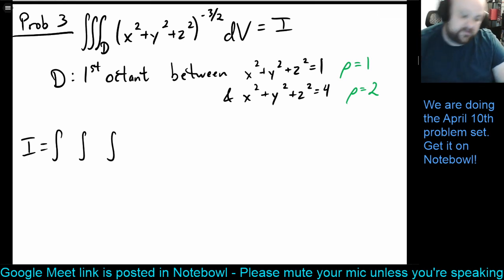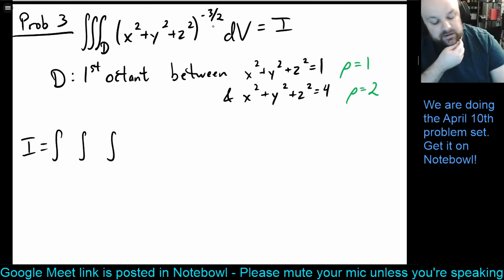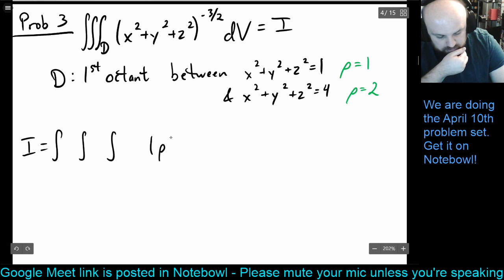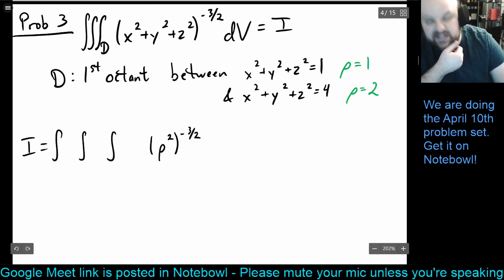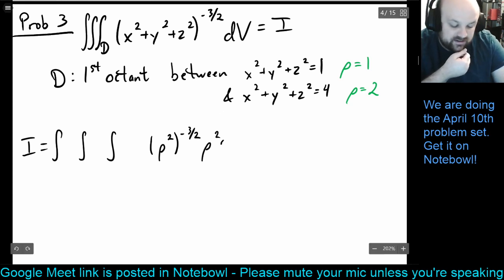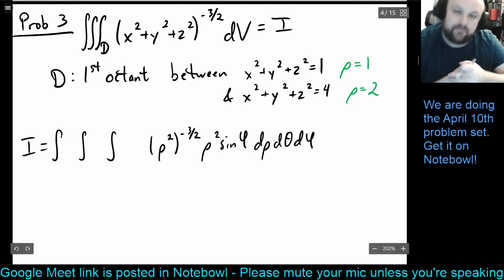All right. So let's start changing this integrand here. Remember, x squared plus y squared plus z squared is rho squared. So this is rho squared with a minus 3 halves. And then dV, remember, is rho squared sine phi. And then let's integrate in the order d rho, d theta, d phi.